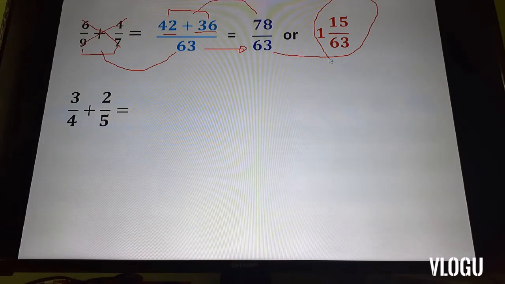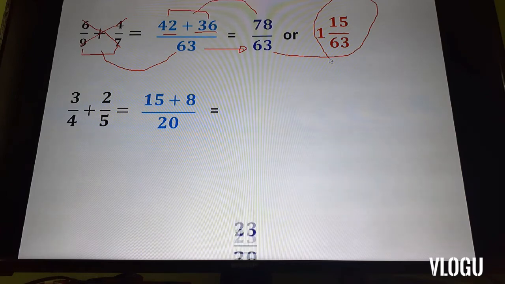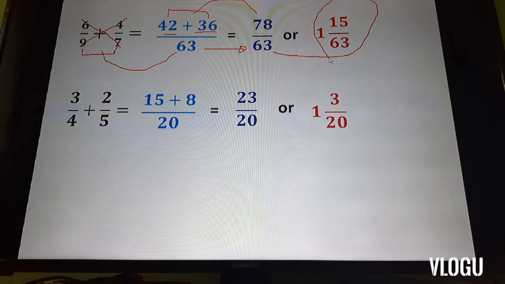Now let's have example number 4. If I have 3 over 4 plus 2 over 5, and for my partial sum, that is equals to 15 plus 8 over 20, which is also equivalent to 23 over 20, that would give us a mixed fraction of 1 and 3 over 20.